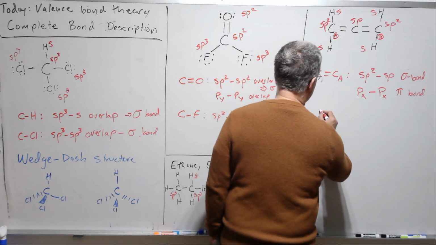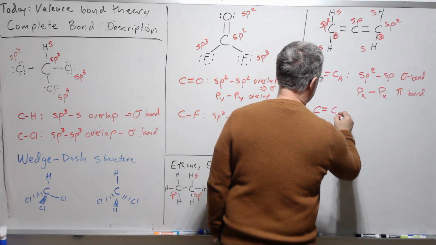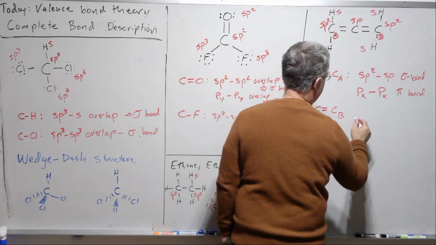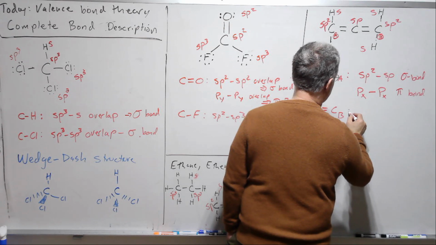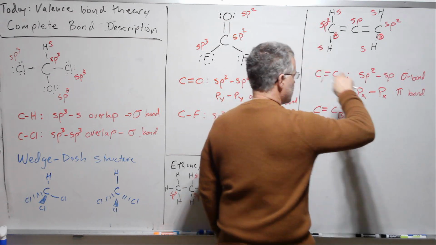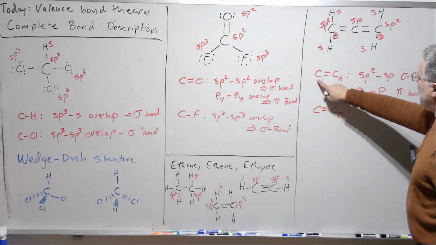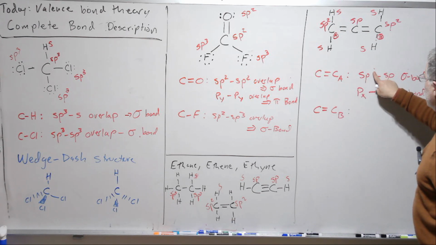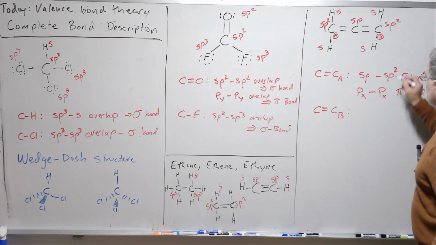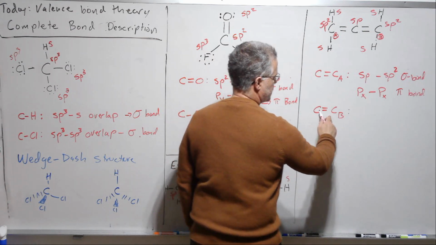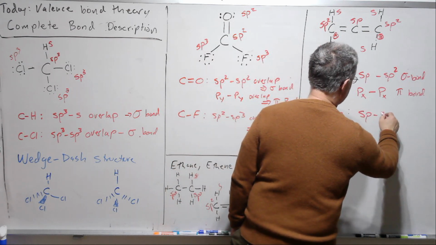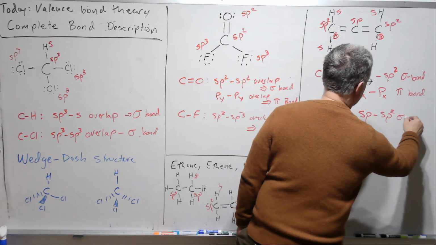So now let's look at CB. That's this guy to this guy. That's going to be an SP. Oh, sorry, I've got this wrong. The way I wrote it here, SP, SP2, sorry about that. The way I wrote this here, that's going to be an SP, SP2 sigma bond.